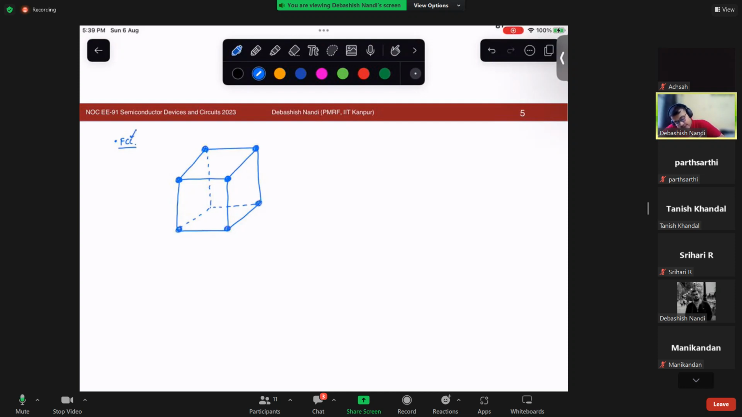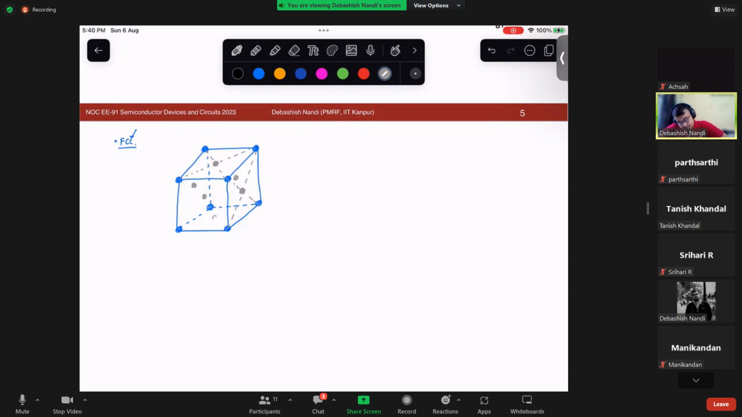So how many faces are there in a cube? 6 faces, right? So face centered would be, let me take the top face. The face center would be wherever the diagonals are crossing on that face. So this is one atom. Similarly, you have 6 faces, so you have 6 more atoms, right?